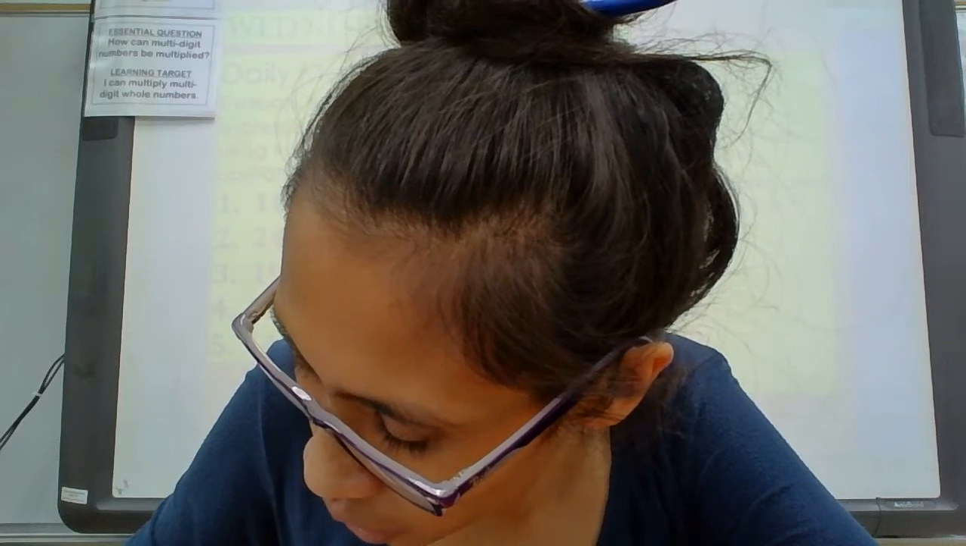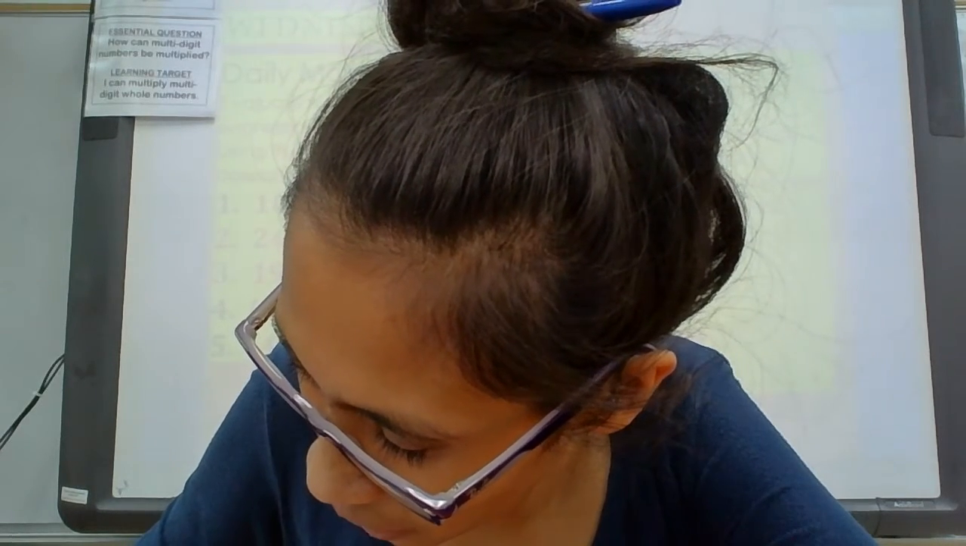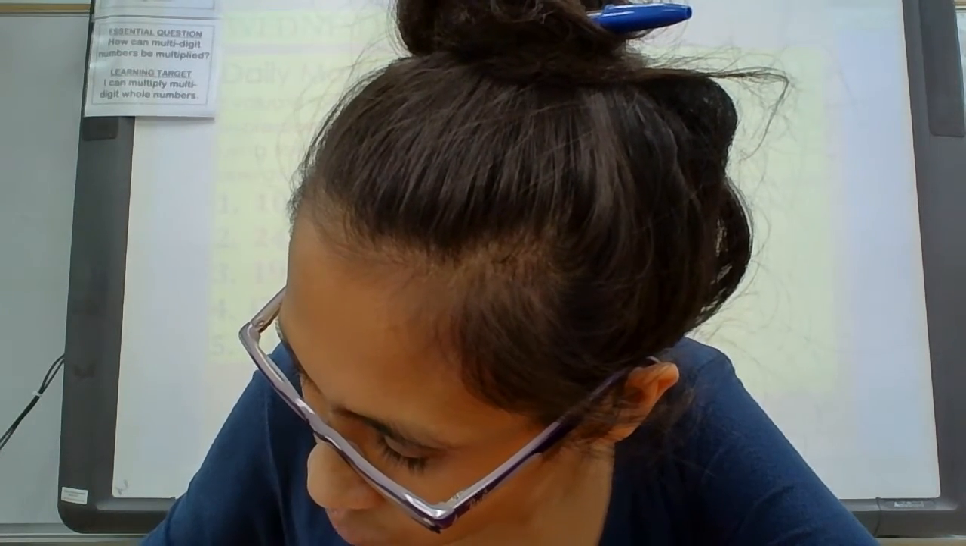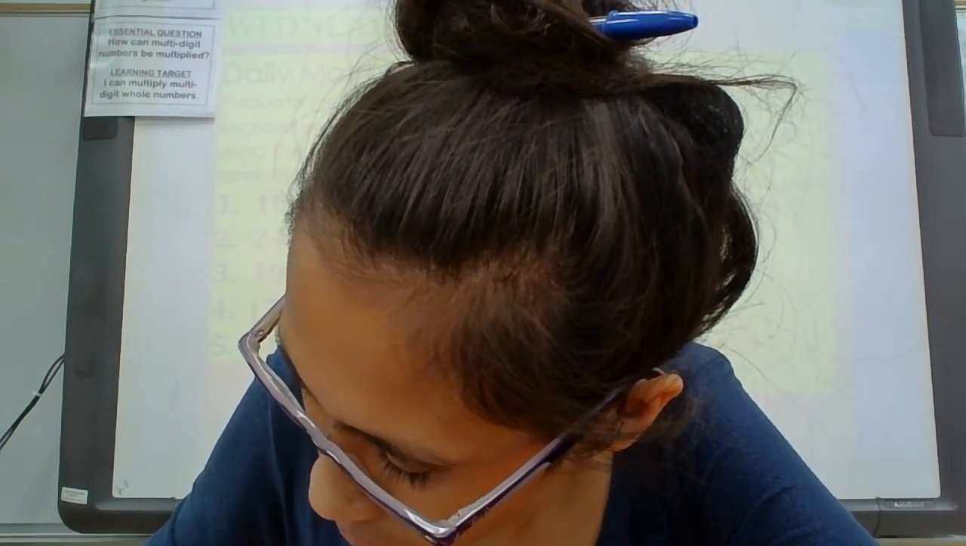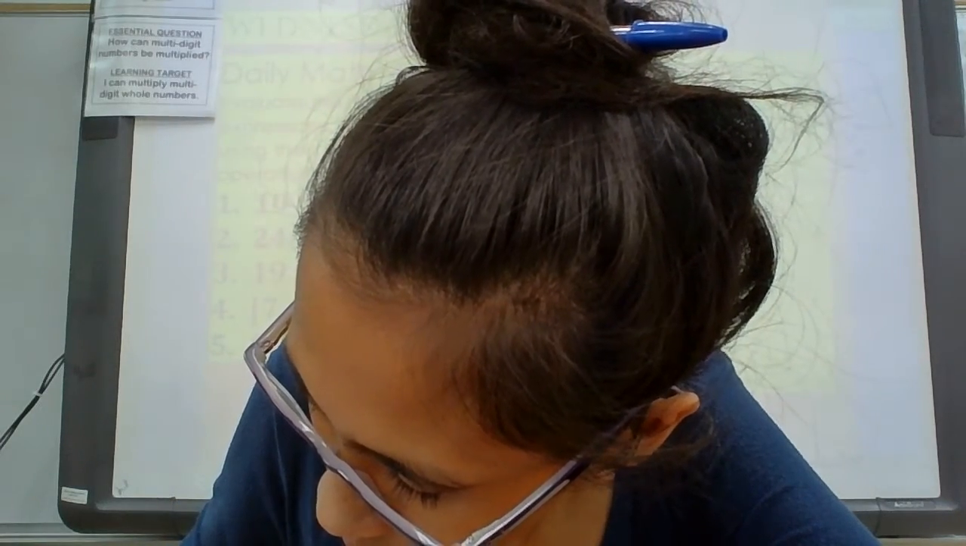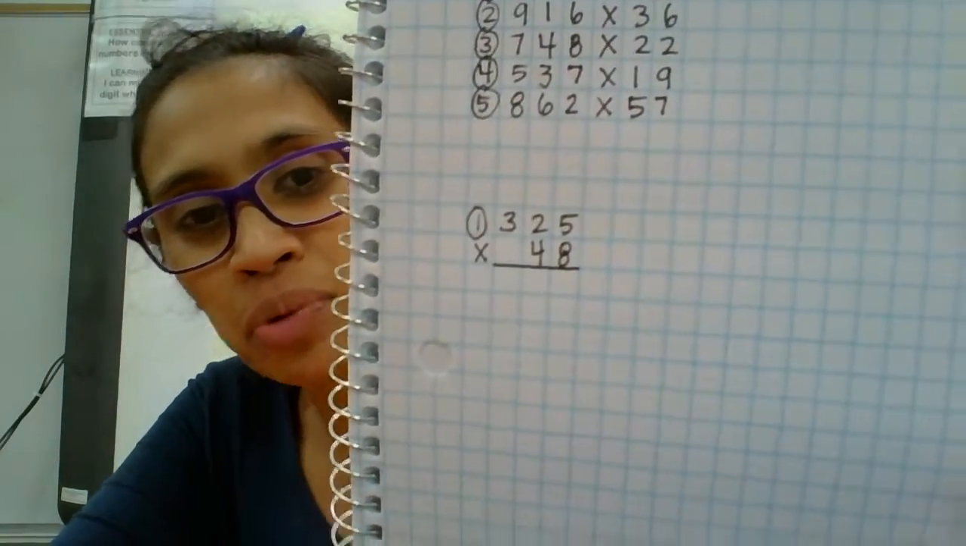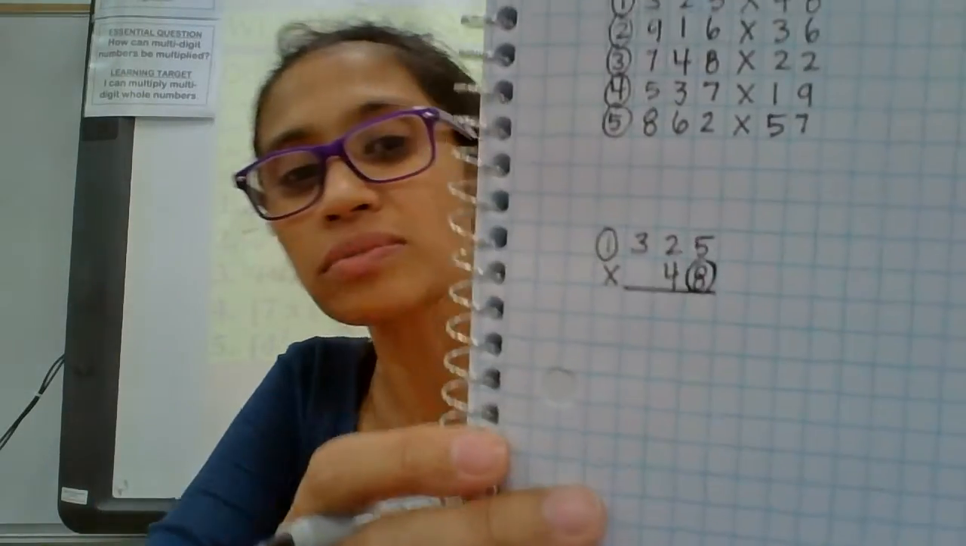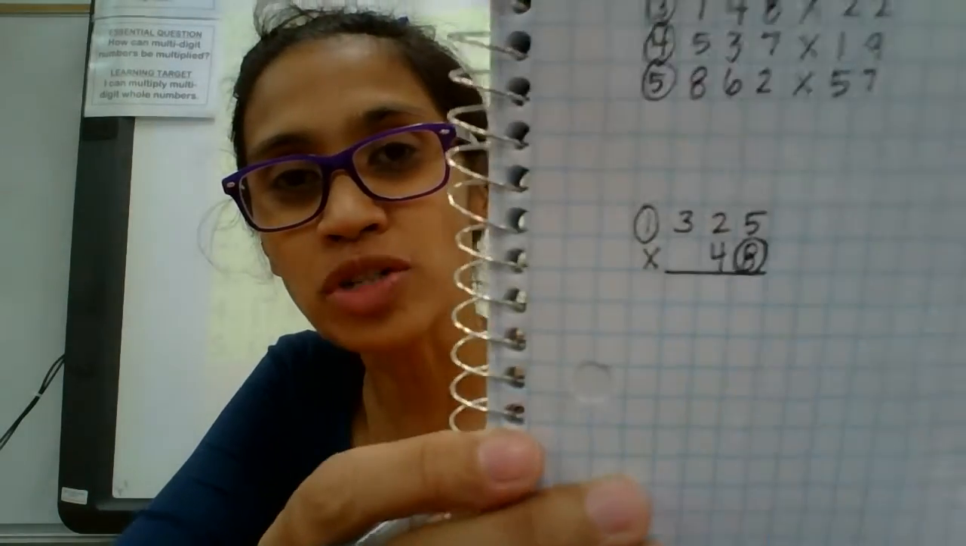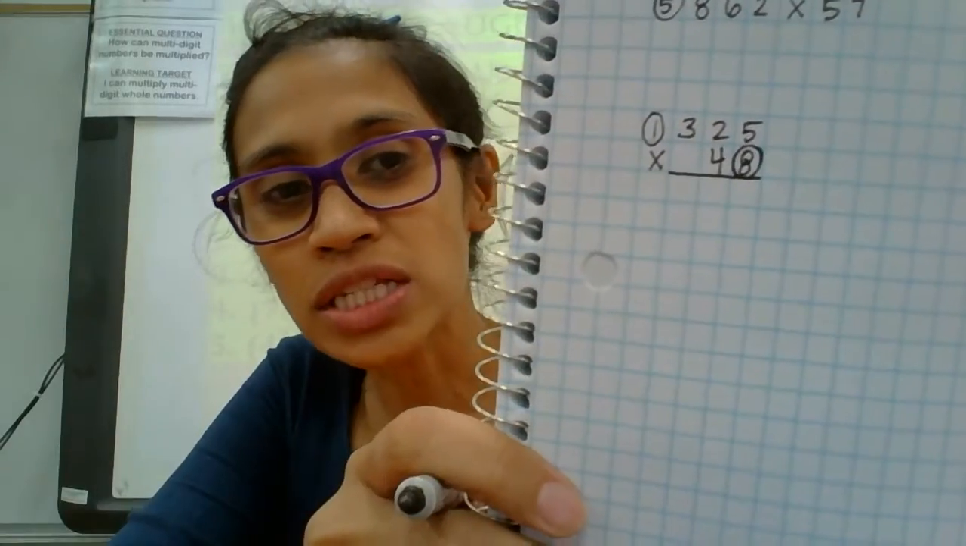Number one. We have 325 times 48. We are going to write it vertically. I should not see it horizontal like that. I just wrote it like that so we can write the problems. And first, we need to multiply by what? By the 8. So I am going to circle the 8 just like that. Please use a pencil. I'm just using this pen so that you can see it clearly.